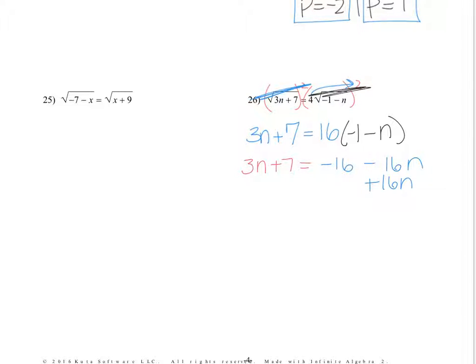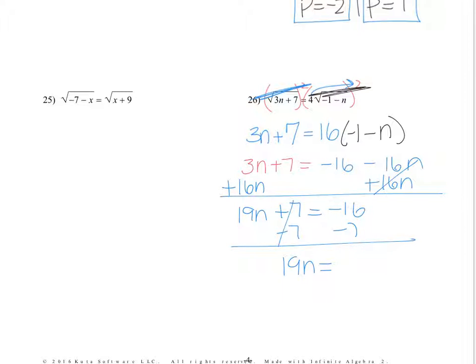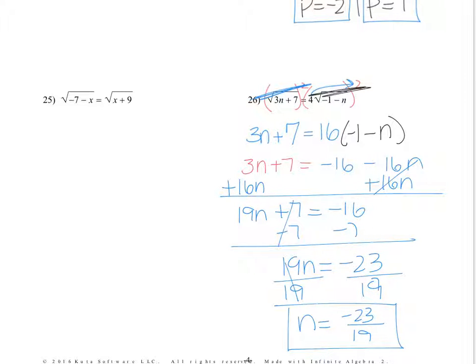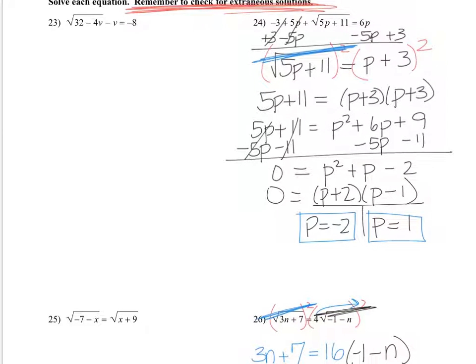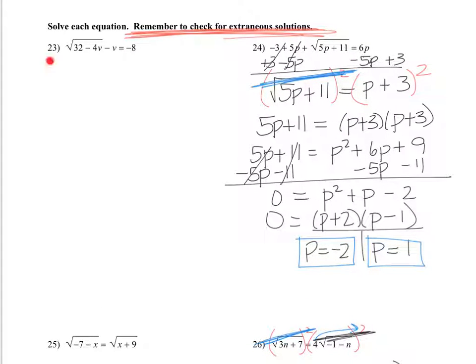So I'll add 16n on both sides, and then subtract 7. And here's my answer. Okay? Now again, you always make sure to check, and I'll give you a hint though, this one definitely does work out. Alright, again, all the work's on the Google Drive account if you'd like to see it, but be careful because questions number 23 and 25 may not necessarily work out and check, so please make sure you are checking.